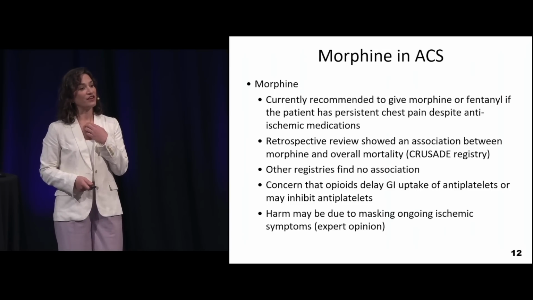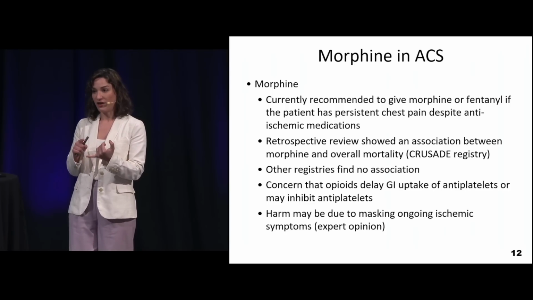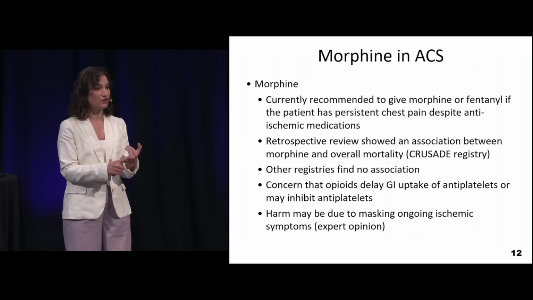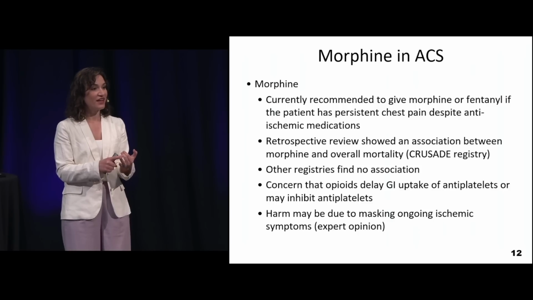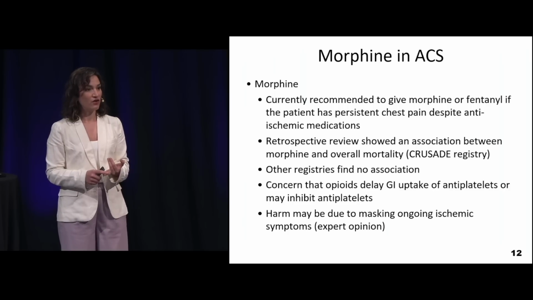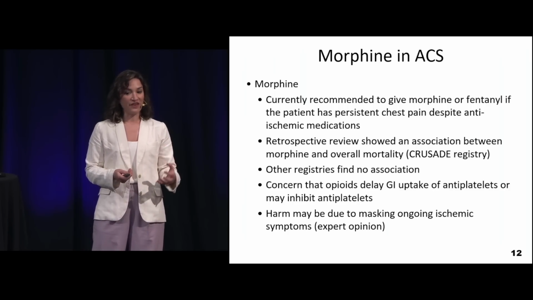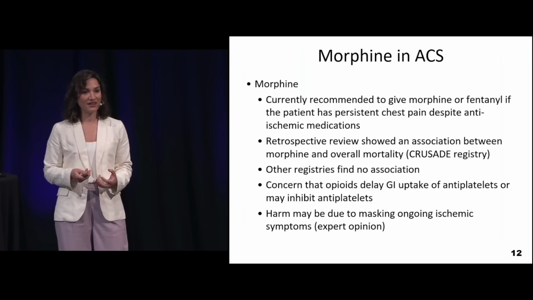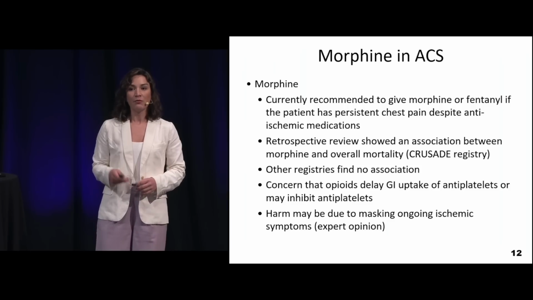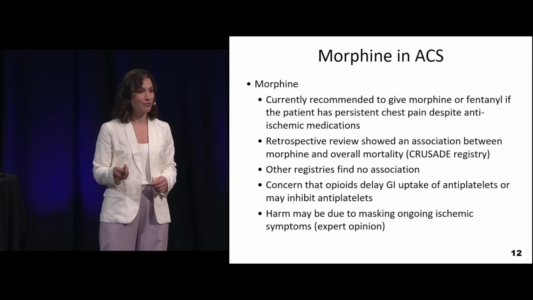Morphine. There's been a number of studies about morphine, and one of the big concerns is that maybe it is bad for mortality. And the other big concern that people are pretty convinced about is that the antiplatelet medicines are not going to work as well if you use morphine. And so that is all listed here. There's been lots of different studies, and whether or not this may affect overall mortality in a negative way has been debated. Some of the evidence is not quite as strong there, but there is very good evidence that it may delay the GI uptake of the antiplatelets or may inhibit those antiplatelet drugs.